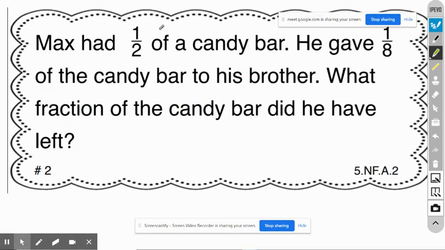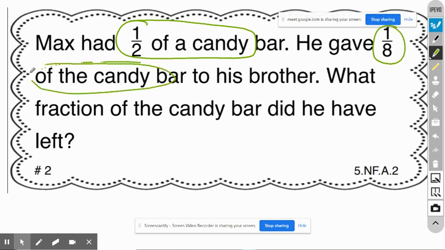Here, Max had 1/2 of a candy bar. He gave 1/8 of the candy bar. Do you see the difference here? Here I have "of a candy," "of the candy." You have the same wording for both. If it's the same wording, then it's subtraction. He had 1/2, he gave away 1/8. Then you have to find a common denominator and subtract.